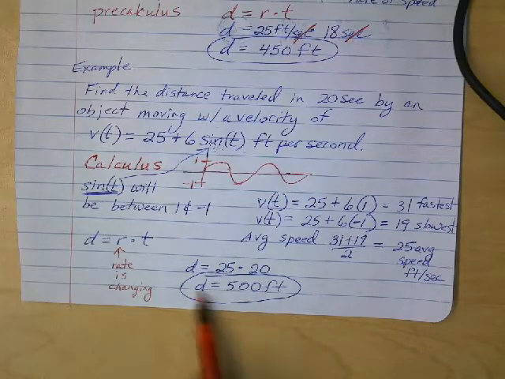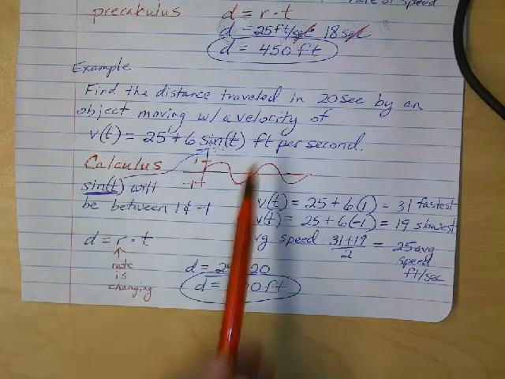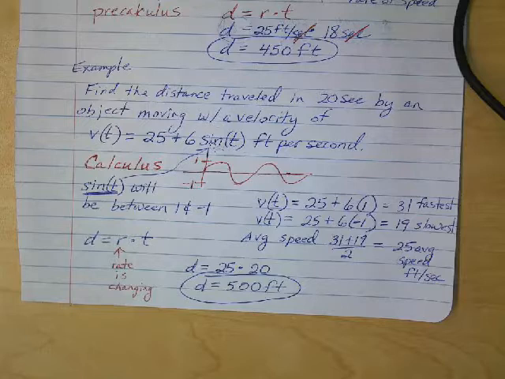So that would be an average, an estimate. We know it's a calculus problem. We know the velocity is changing. We do the best we can. We estimate it for the purpose of this assignment. So we get a distance of 500 feet.